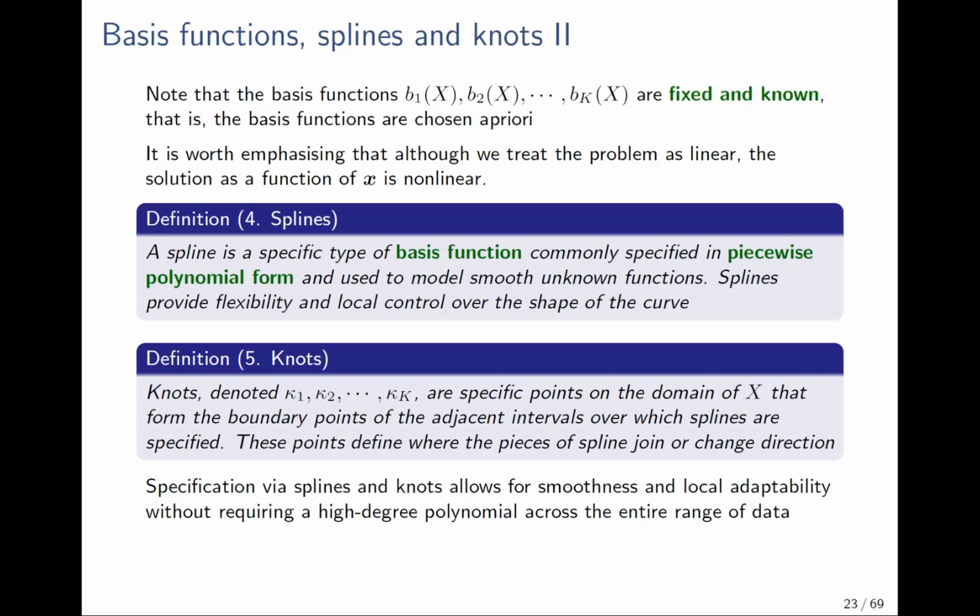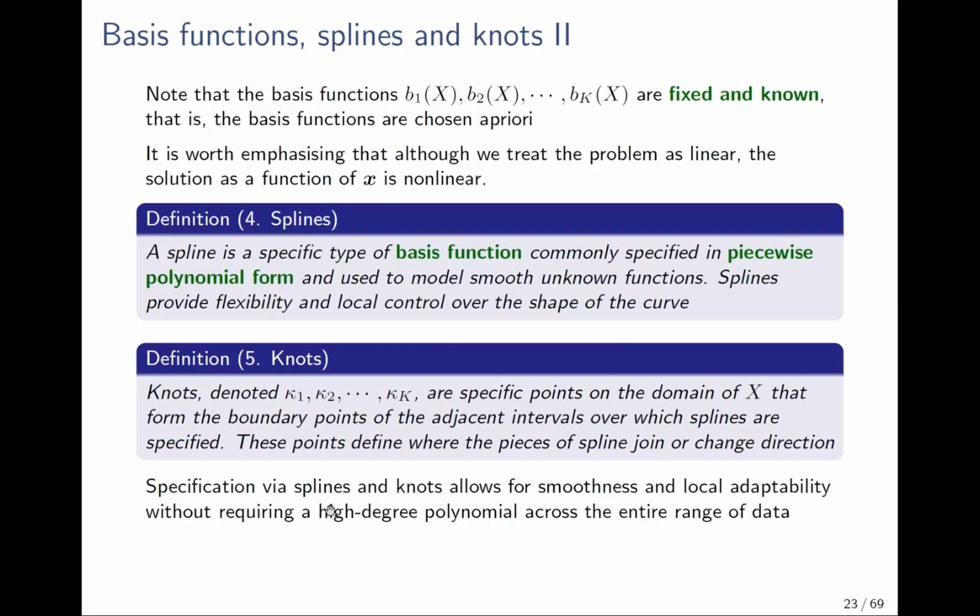And definition 5 we call knots. Knots, which we're going to denote as kappa 1, kappa 2 up to kappa k, are specific points on the domain of x that form the boundary point of the adjacent intervals over which the splines are specified. So these points are going to define where pieces of spline join or change direction. So I hope you can at this point see how we're combining polynomials, a polynomial piecewise form as a spline, and cut points in the form of knots, where we're going to join these splines up. So essentially, the splines are going to have loose ends within each interval, and we're going to use the knots to connect them.